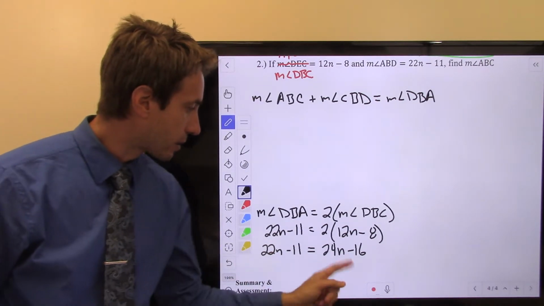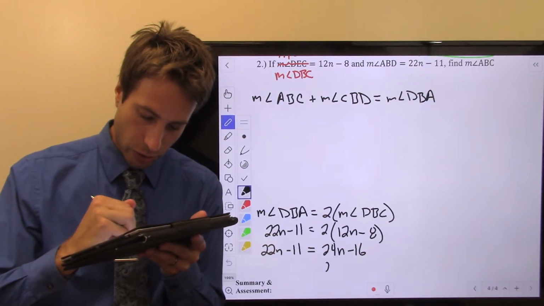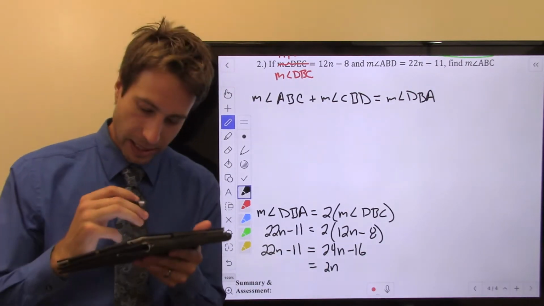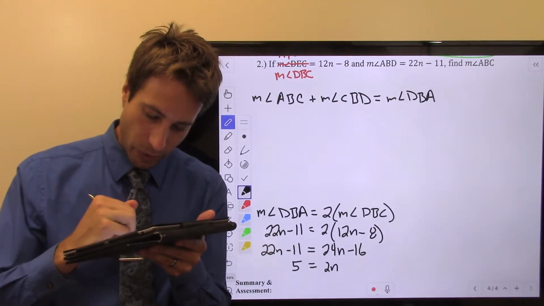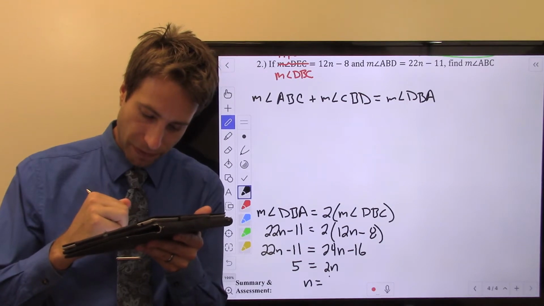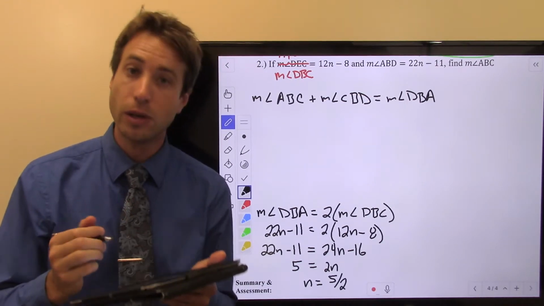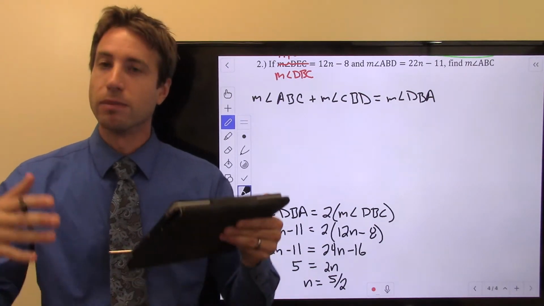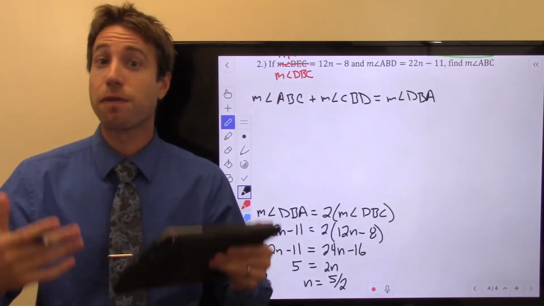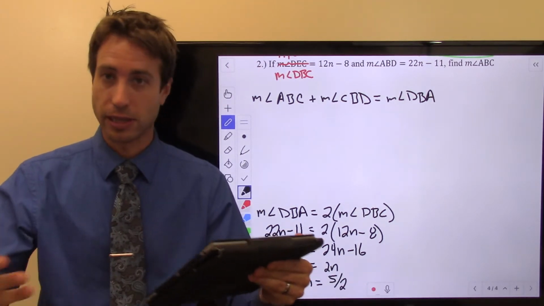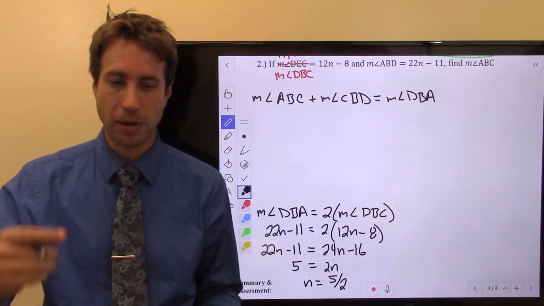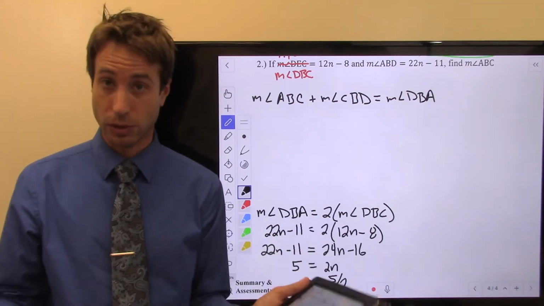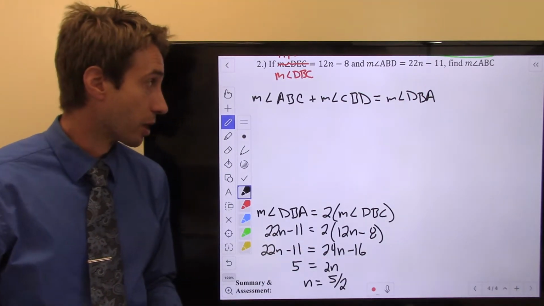Let's subtract the 22. That'll leave you with 2n. We'll add the 16, which will leave you with 5, and we wind up with n is equal to 5 over 2. Okay, fractions are going to happen. Please be comfortable with dealing with fractions. It's going to happen. We're going to use them. Fractions are friends. 5 over 2, it's going to happen. We're going to use it.